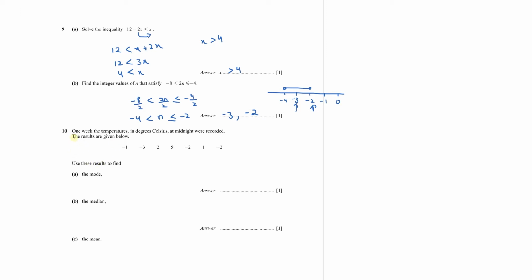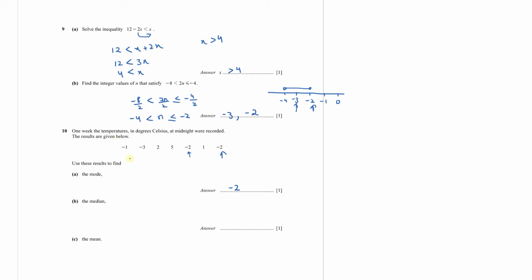Question number 10: for 1 week, the temperatures in degrees Celsius at midnight were recorded. The results are shown below. Use these results to find the mode. The mode is the number with the highest frequency. Every number appears once except minus 2, which has a frequency of 2 because there are two of them. So your mode value is minus 2.